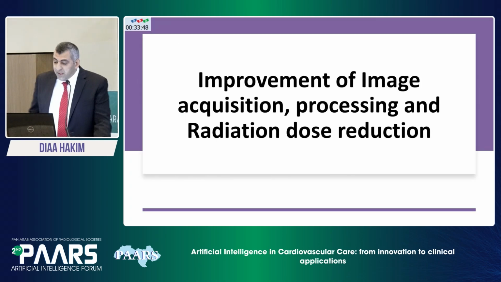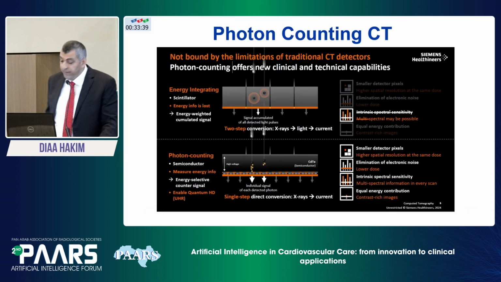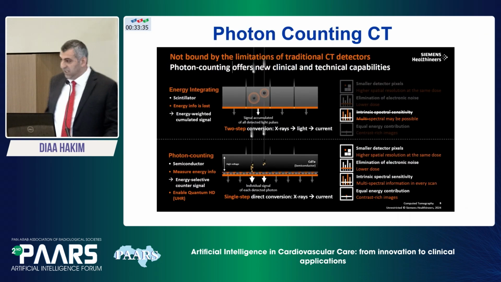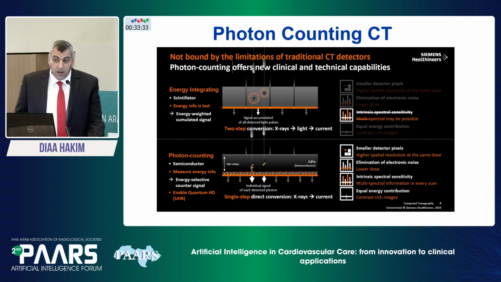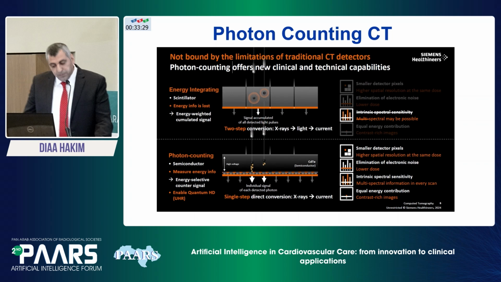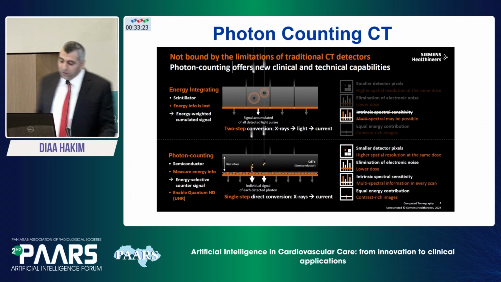Well, the other aspect of artificial intelligence programs in cardiovascular medicine can be improvement of image acquisition, processing, and radiation dose reduction. I cannot find any better example than the photon counting CT, which we are using now in our hospitals, some hospitals in the United States. It's an expensive machine, but we were lucky to have it. And I have to be cautious presenting the physics in front of radiologists, but I will try.